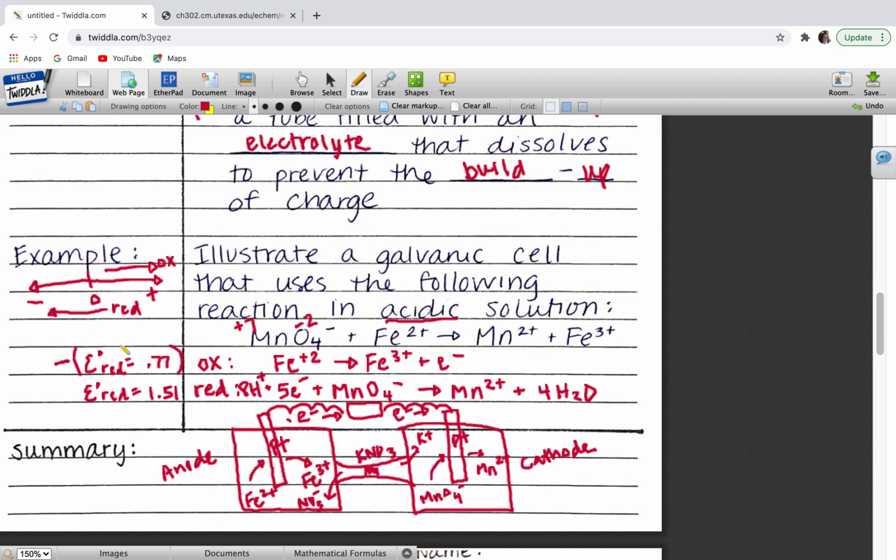Well, that's exactly what happens here. I found it as a reduction potential with positive 0.77 as the value, but because I flip it and turn it into an oxidation reaction, I'm going to turn this guy into a negative, and then all I got to do is add those together. So negative 0.77 plus 1.51 gives me an overall E cell value of 0.74.